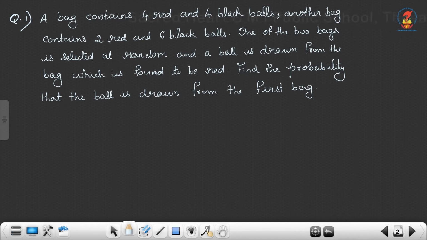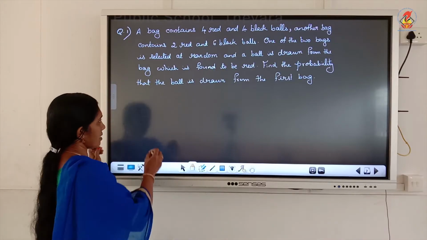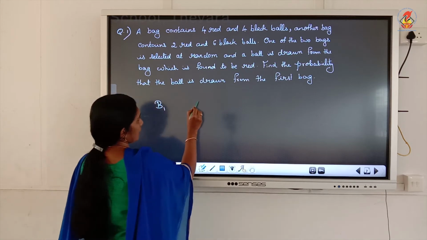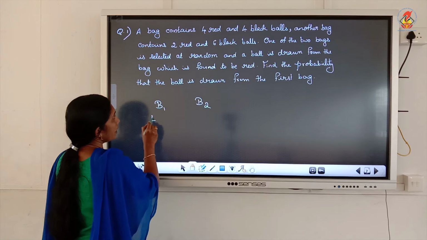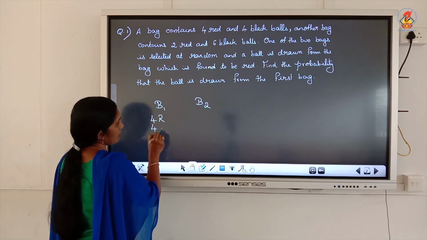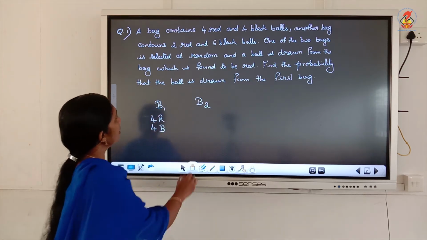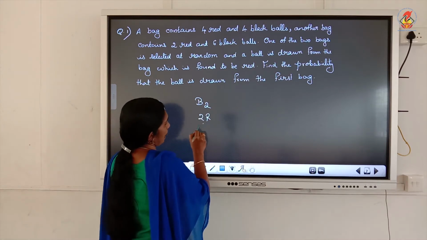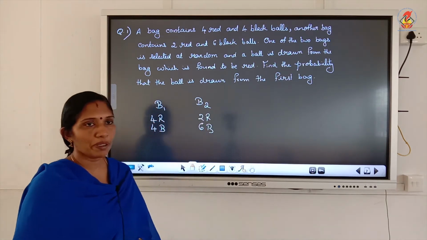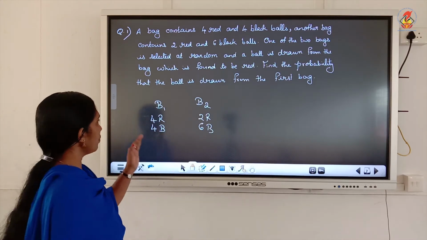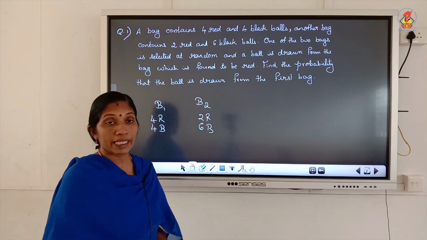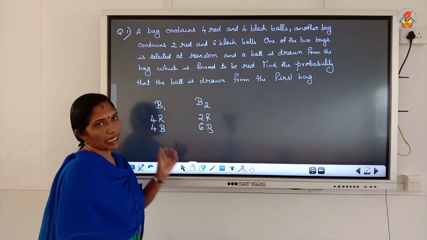So once again you read. First you have to understand what the random experiment is. Here we have two bags, bag 1 and bag 2. In bag 1 there are 4 red and 4 black balls, and in the second bag 2 red and 6 black balls. Then the experiment is we have to select one of the two bags. Either you can select B1 or B2. Then after that take a ball from that bag.